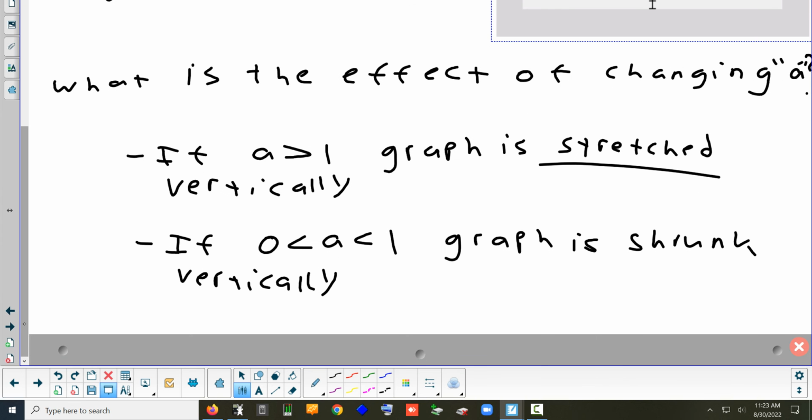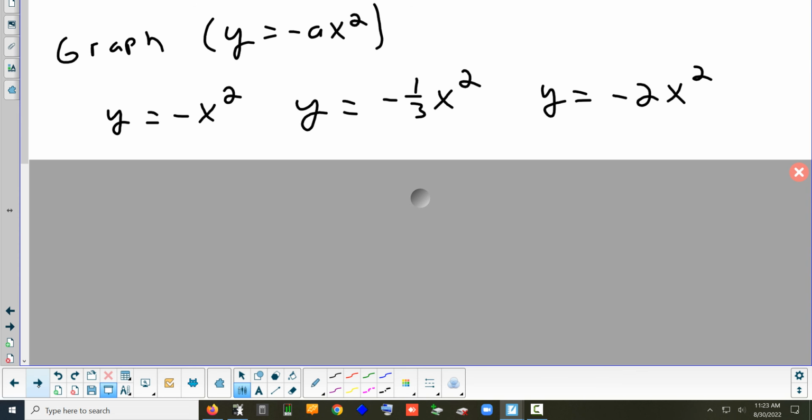So notice all these a values we just looked at were all positive, either greater than 1 or between 0 and 1. If we start to look at what happens with a negative, what do you think the negative is going to do? Is it going to be the same effect of changing it? What's going to be the effect of putting a negative number in front of the x squared? Like if I compared positive 2x squared to negative 2x squared.